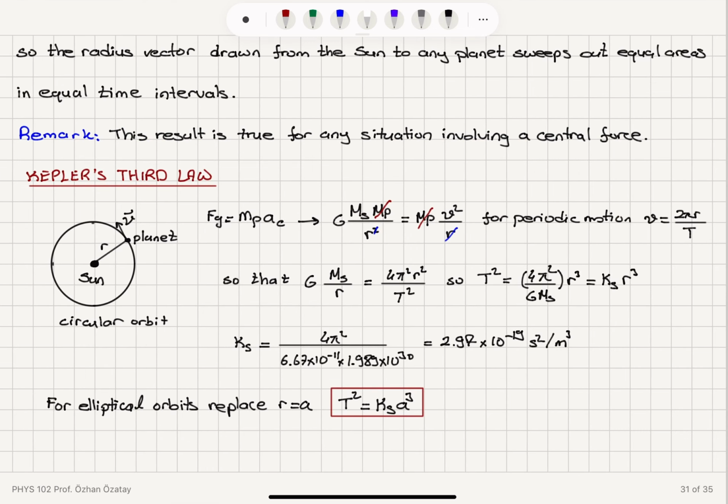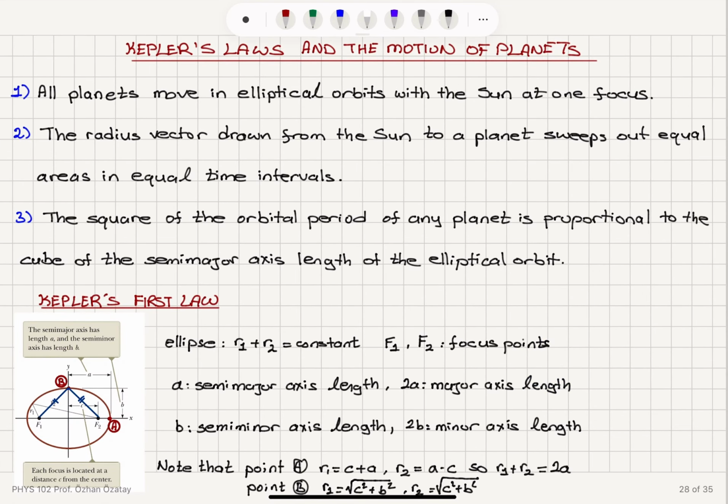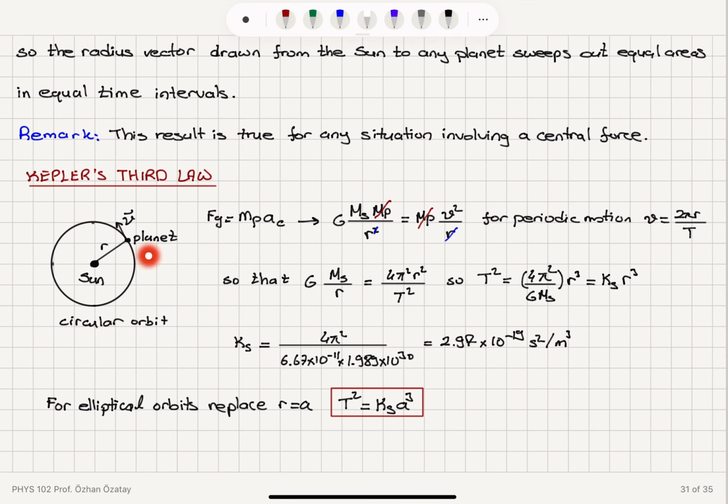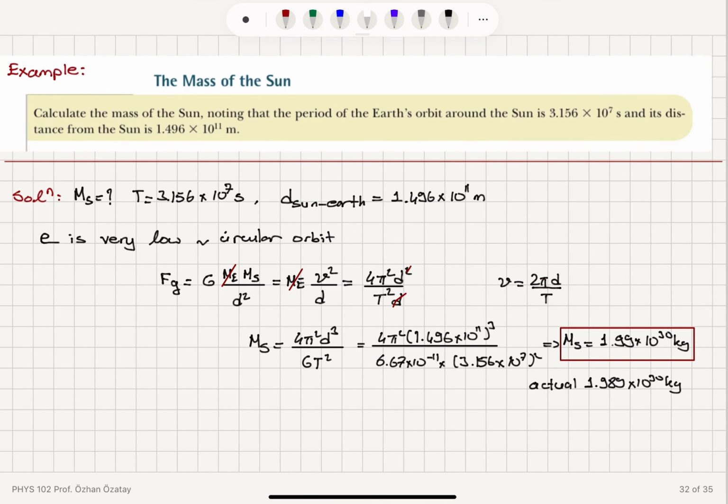And Kepler's third law is basically about the period of the orbit. The square of the orbital period of any planet is proportional to the cube of the semi-major axis length of that elliptical orbit. We have shown that for a circular orbit, we equate the centripetal force and the gravitational force, and we see that the period squared is K_S, the constant that belongs to the Sun, which is 4 pi squared over G times the mass of the Sun, times r cubed. And for an elliptical orbit, we replace r with the semi-major axis length a.